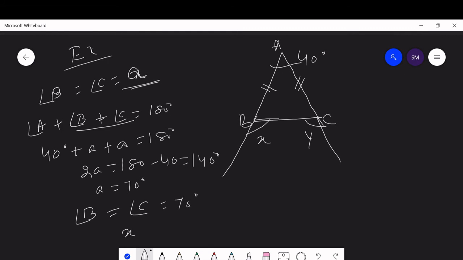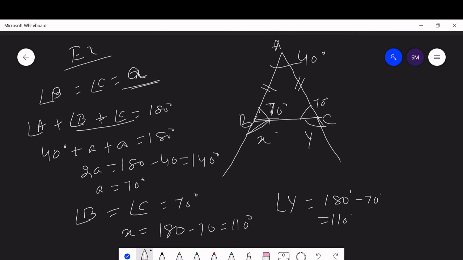Then here X is, as per the formula, since these two angles are a linear pair, their sum is 180 degrees. So angle X is 180 minus 70, which is equal to 110 degrees. Then the measure of angle Y is also 180 minus 70, which is equal to 110 degrees. Here angle X is equal to angle Y is equal to 110 degrees.